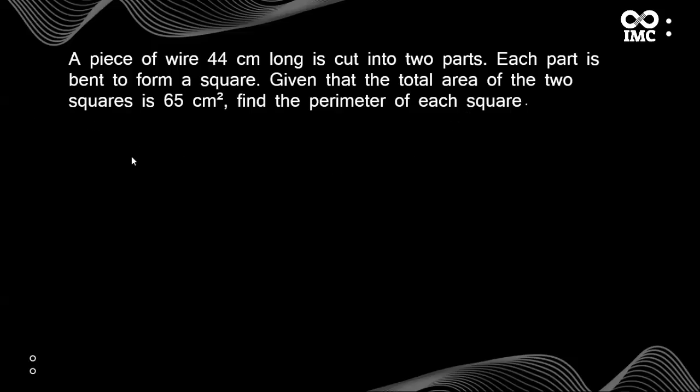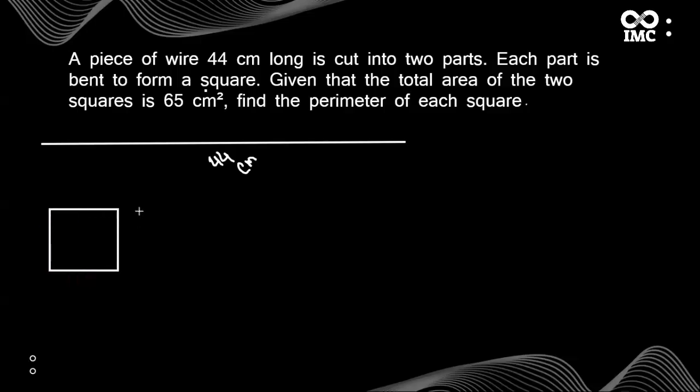Suppose we can say that this is a wire of 44 centimeter. And we will cut this one into two parts so that we will get two squares. Each part is bent to form a square, so each part will be a square. We can say that this one is a big square and this one is the small square.